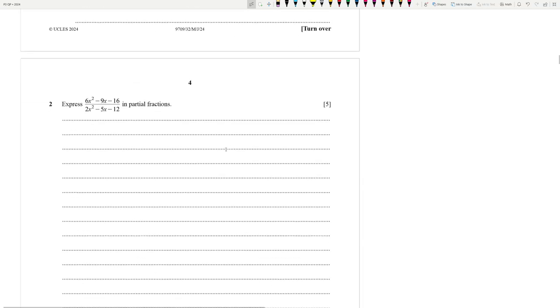Next, express this in partial fractions. Okay, so at first, look, it's not a proper fraction. It has 2x squared on top and 2x squared down below, so we can solve it. So we can write this as x squared minus 9x minus 16 divided by 2x squared minus 5x minus 12.